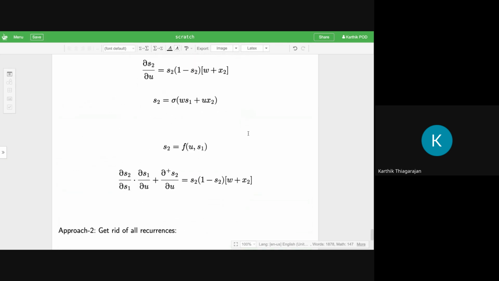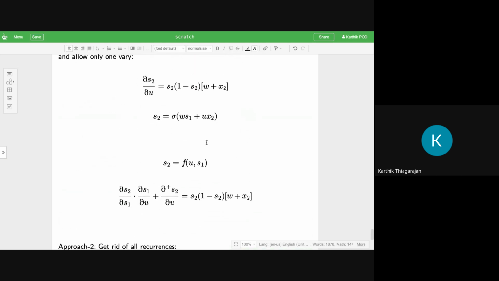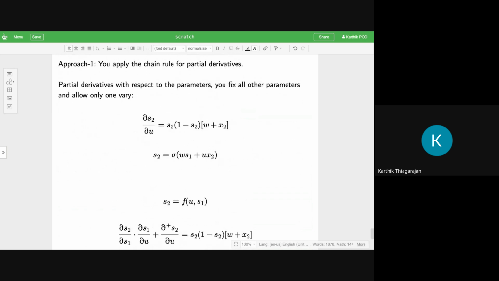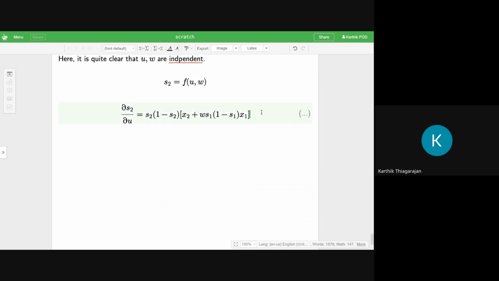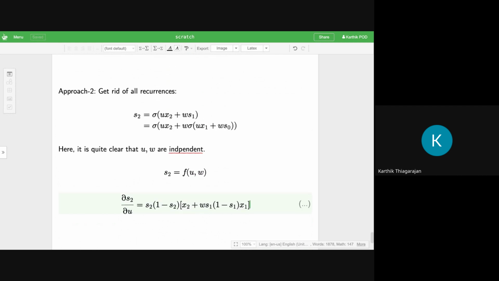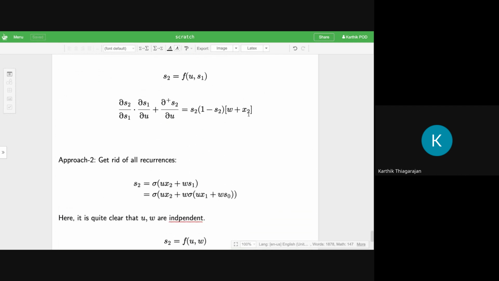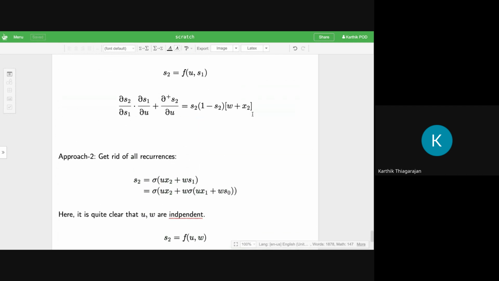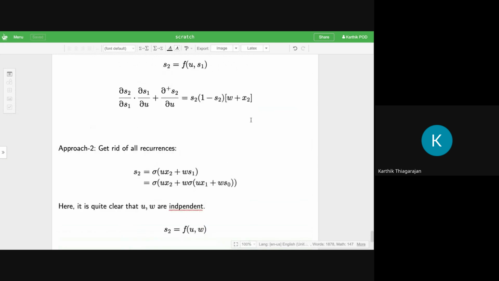So if you go back, we should get the same thing. We didn't get it, which means we have made a mistake here. So where is the mistake? So let's see. Okay, this is the correct one because this is unambiguous. This has to be correct. So X2 is correct. This W into S1, that one we missed.